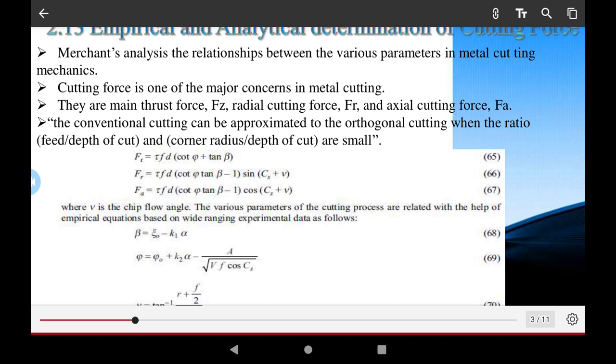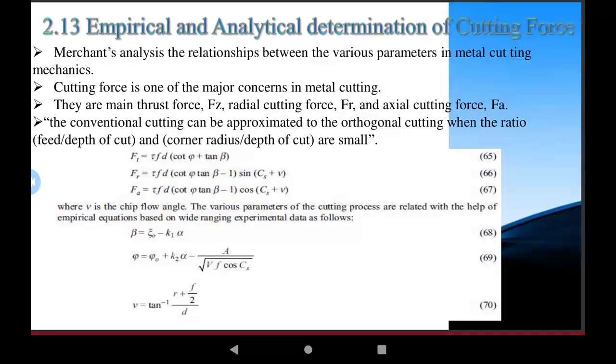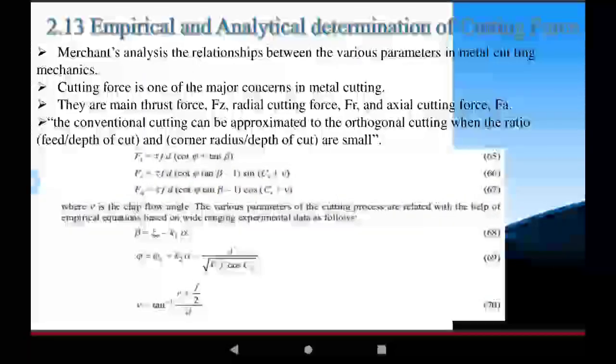Phi minus phi plus k2 alpha, minus a upon the area of the cutting surface, and under root vf cot cos Cs. The other is to find out the velocity of the tool, v equal to tan inverse, R plus f by 2 and d, the depth of cut, for the cylindrical surface in the analytical method.